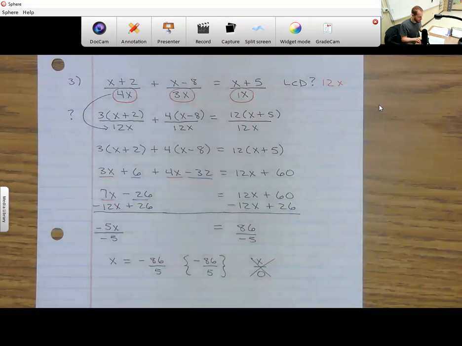But this fraction is going to be the answer for this one. Okay. I'll leave that up there. And then we'll do the last one real quick. And then I'll show you what your homework is going to look like. All right, I'm going to write down number 4.